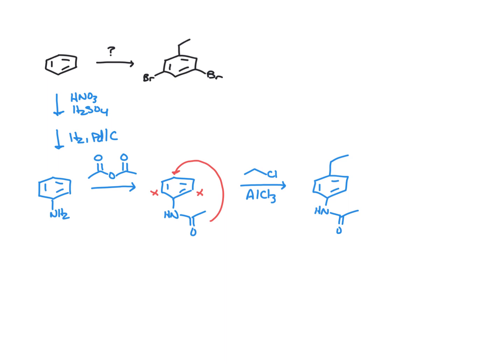Next, we need the NH2 in order to dibrominate at those ortho positions to it. So let's get rid of the bulky group. And we can do that with acid and water. All right, now that we have NH2, it's an ortho-para director. Its para position is used up with the ethyl, but its ortho sites are open. So now if we brominate, and we don't need a catalyst with that strong activating group, we'll dibrominate.